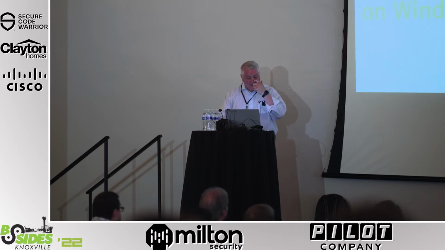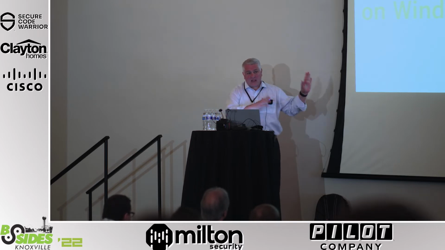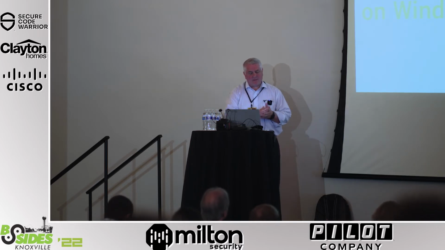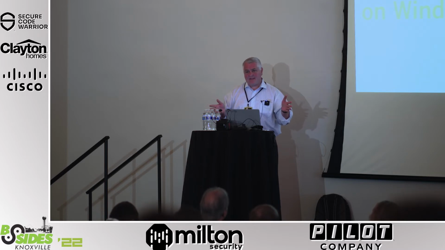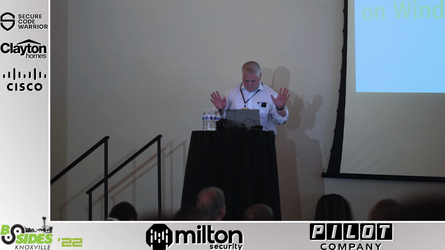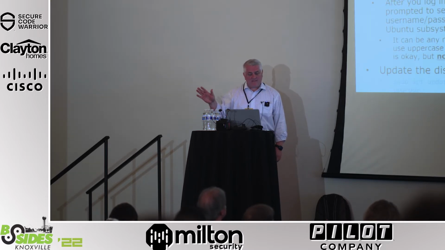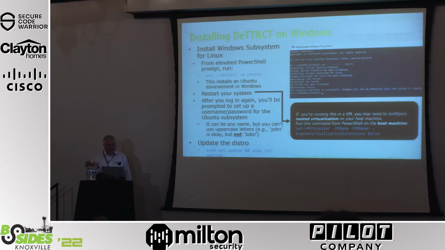All right, so installing DeTTECT on Windows. This is the step-by-step stuff. I know you're not going to be able to read it. Some of it's a little bit small on the slide. Again, download the slides. There's a link at the end of the deck, and I promise you it'll work. So again, I start off with a brand new Windows 10 VM on my laptop. You install the Windows subsystem for Linux. That'll give you an Ubuntu environment on your Windows VM.